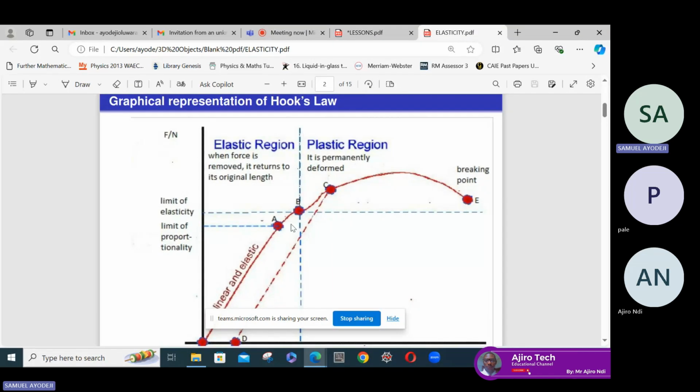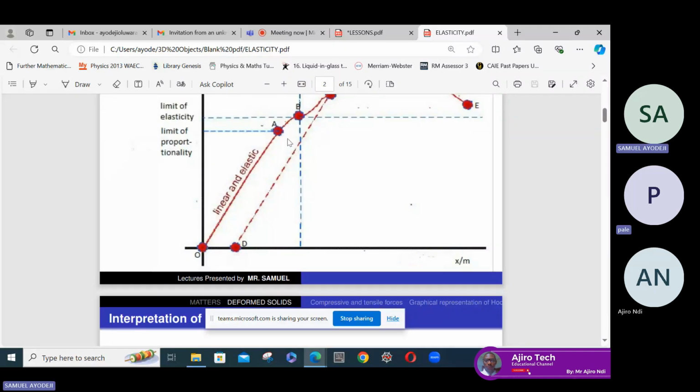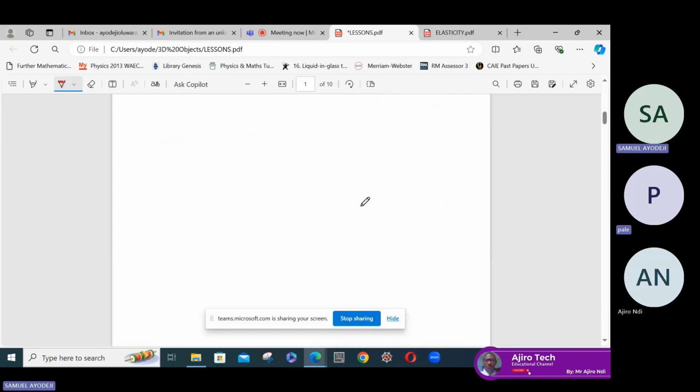Now, what's the difference from zero to A? We call it the limit of proportionality. From the limit of elasticity, that's the difference between them. From 0 to A means that if you stress a particular material and remove the load, it will turn back to its normal length. So that was happening from 0 to A.